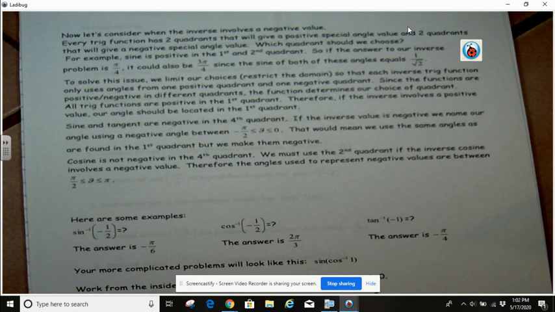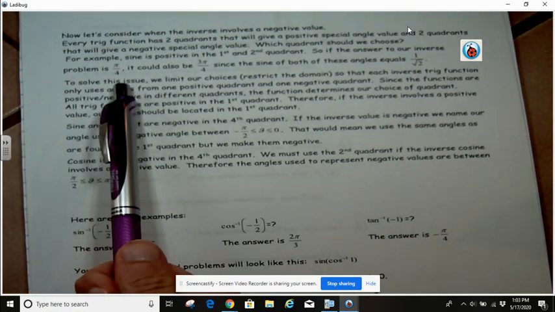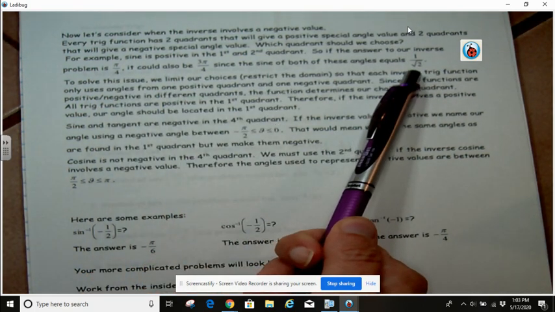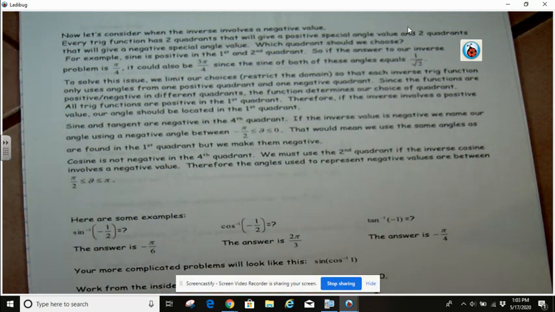So for example, sine is positive in the first and the second. So if the answer to our inverse problem is pi over 4, it could also be 3 pi over 4, because that's the first quadrant angle and the second quadrant angle, since both of those angles will give you a positive value of 1 over square root of 2. So we have a restricted domain for inverse trig. Basically, that means that we're only going to have one right answer. So instead of the answer being able to be pi over 4 and 3 pi over 4, if I have an inverse sine with a value of 1 over square root of 2, I'm only going to have one right answer. So for every one of the trig functions, we're going to have one positive quadrant and one negative quadrant.